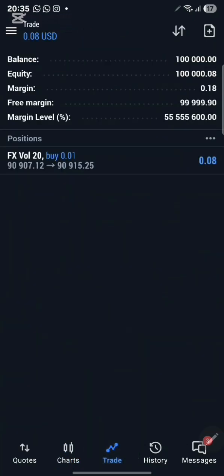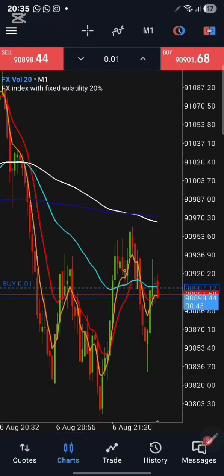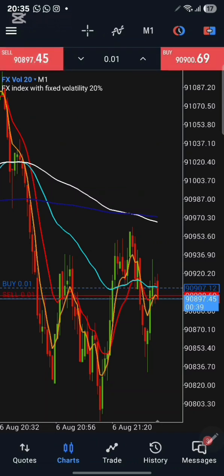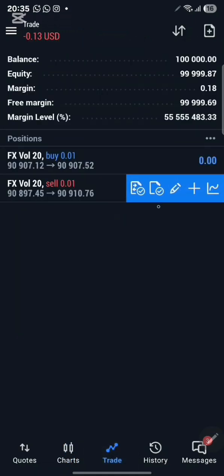So for now, the market is moving in our direction, right? At the same time, if you click on sell and the market goes down, you'll be in blues, meaning you'll be in profits. But it's not recommended for you to open two trades on one pair. It doesn't make sense because you have to make one decision in the markets. So this is basically how you are going to open your first trade, right?